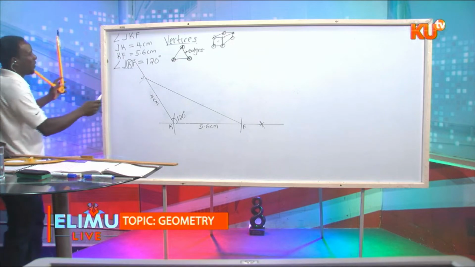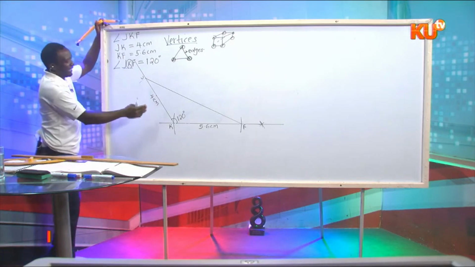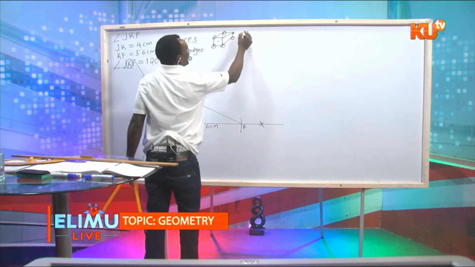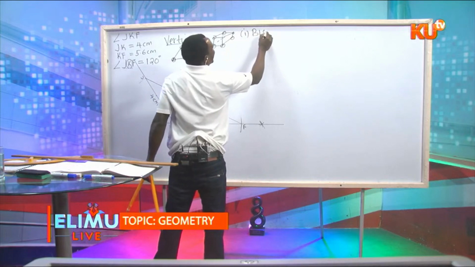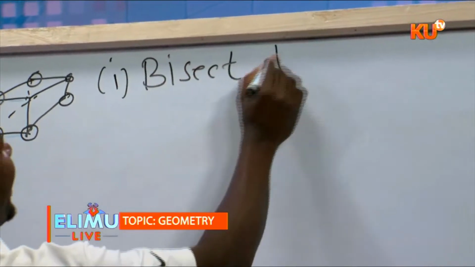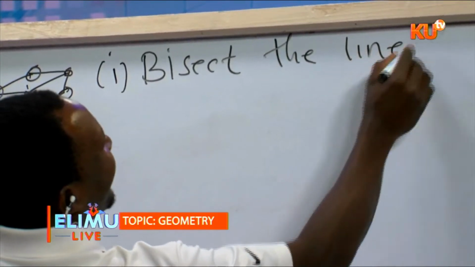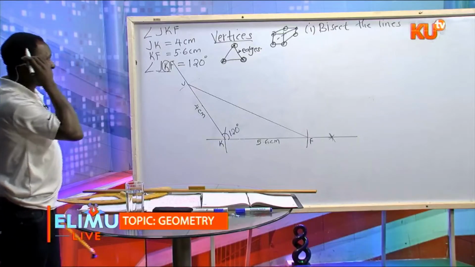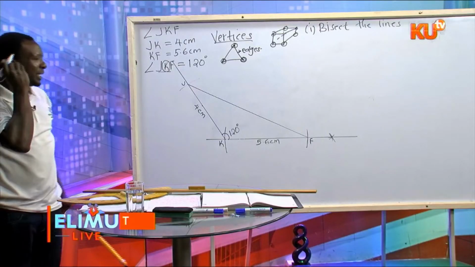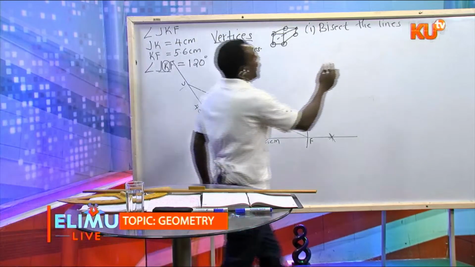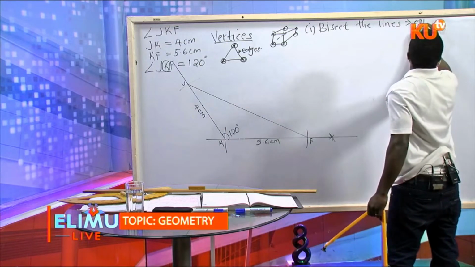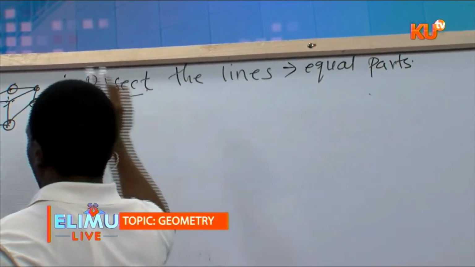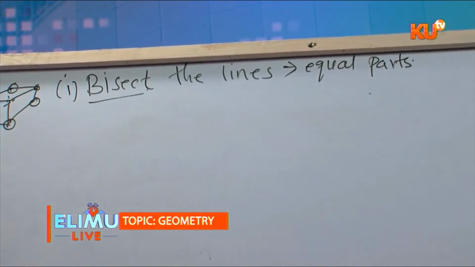And on this one, when we are constructing the circle touching the vertices, one, we bisect the lines. And what is to bisect? To bisect is to divide into 2 equal parts. That is to bisect. How do we bisect the lines?